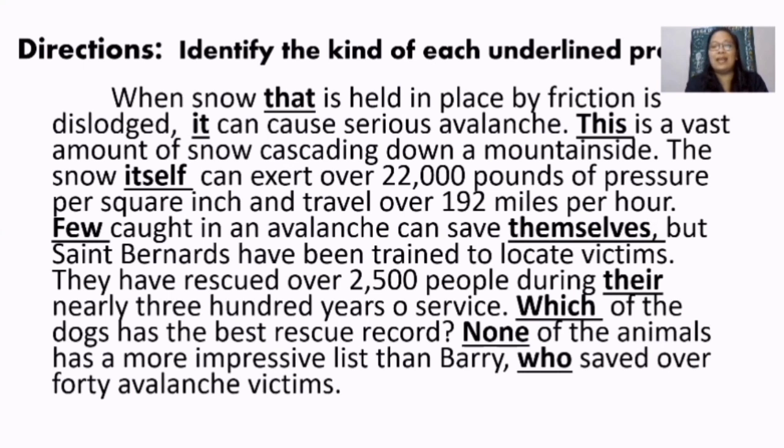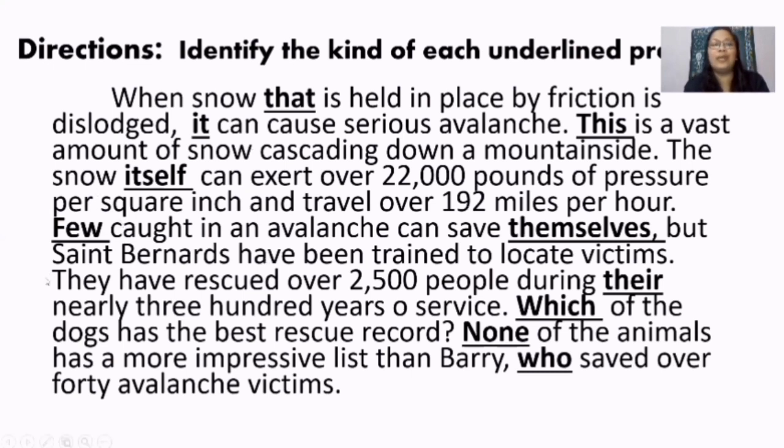Next, this is a vast amount of snow cascading down a mountain. This, what kind of pronoun is this? This is what? A demonstrative pronoun. Okay, it's a demonstrative pronoun pointing to the vast amount of snow.